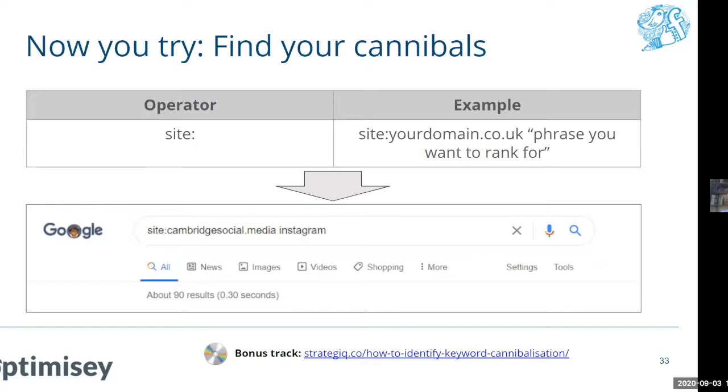Again, there's a great tool linked from the bottom there, a tool built by a company over in Culture, actually Strategic. There are ways you can plug in some of your data from Analytics and Search Console to help you find those kinds of cannibals, where you're competing against yourself a little bit.